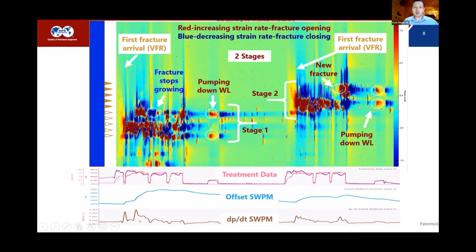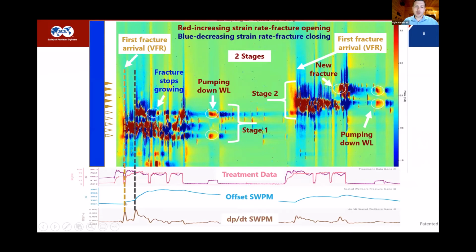Below that, we have the first derivative of the sealed wellbore pressure, and we use that to amplify these inflections. And then we can use an auto picker, using some pretty simple logic to look for peaks and troughs. Here we can see the first correlation we look for. As soon as that fracture arrives, we see the blue, red, blue on the strain. We also see our first pressure inflection on the sealed wellbore.